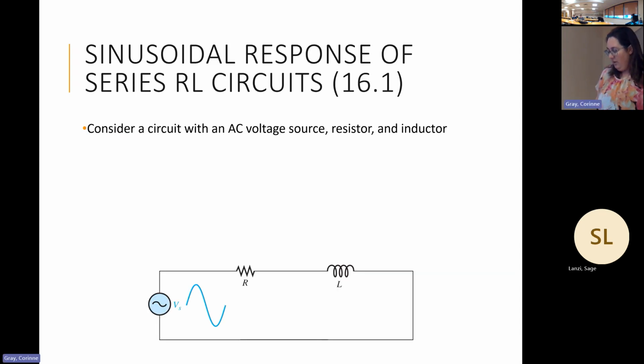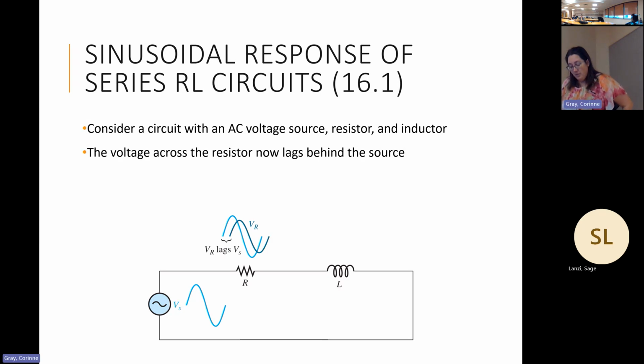So here we have our simple series RL circuit. We have a single resistor in this case and a single inductor. They are in series with each other, and they happen to be in series with an alternating voltage source. Here we have a nice little sine wave, and we want to look at the voltages across the resistor and the inductor.